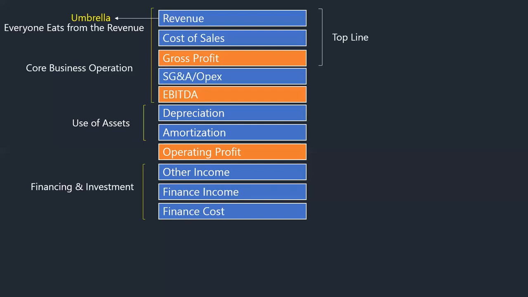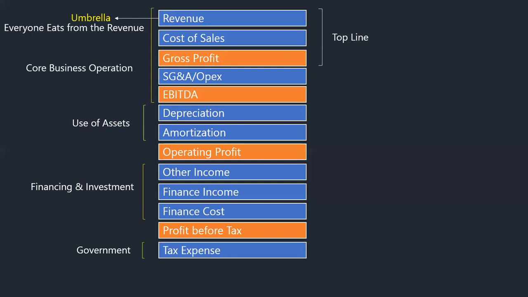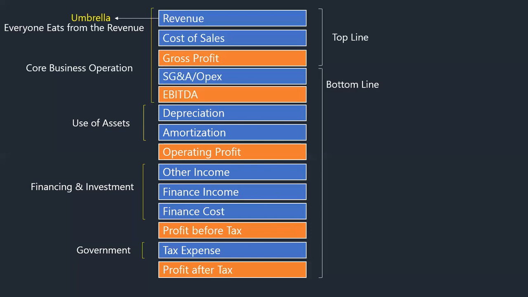Then financing, this is related to financing and investments. We have our profit before tax. They pay the government its own, and then we have our profit after that. This we call the bottom line, as I said earlier, and here we call it management decision.